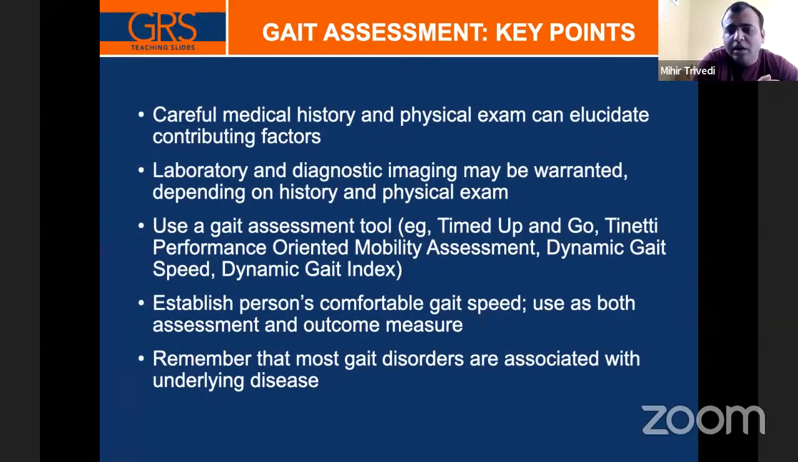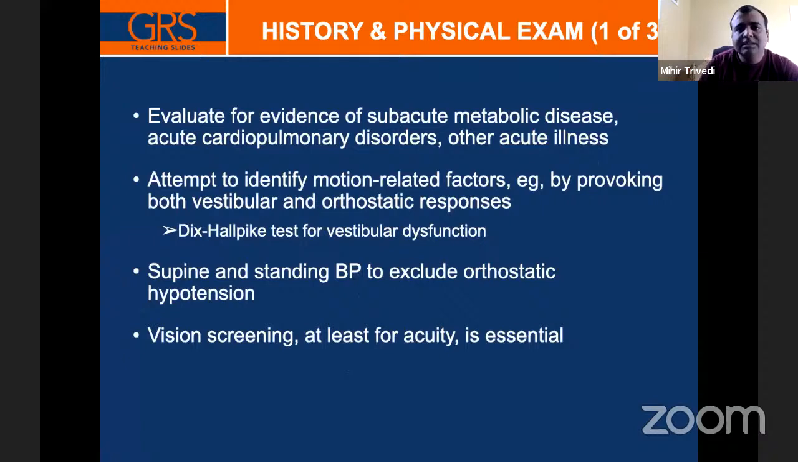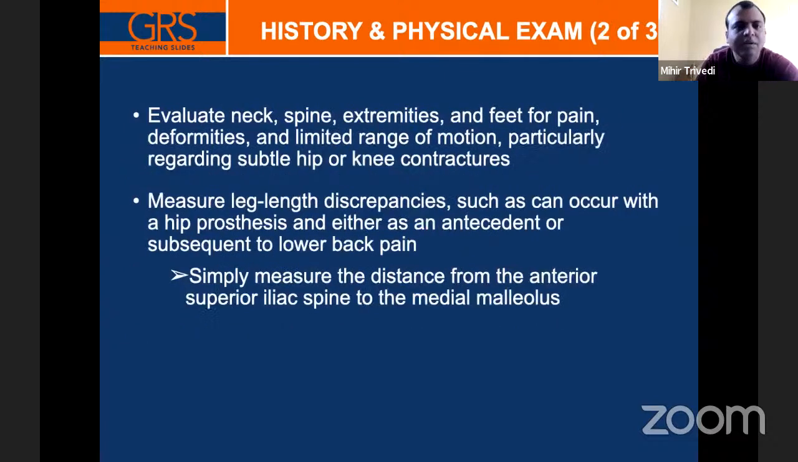Remember that most gait disorders are associated with underlying diseases. Next, evaluate for evidence of subacute metabolic disease, acute cardiopulmonary disorders, and other acute illnesses. Attempt to identify motion-related factors by provoking both vestibular and orthostatic responses. An example is the Dix-Hallpike test for vestibular dysfunction, supine and standing blood pressure to exclude orthostatic hypotension, and vision screening, at least for acuity, which is essential.